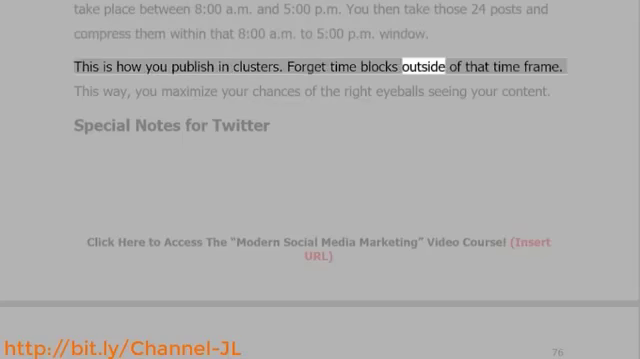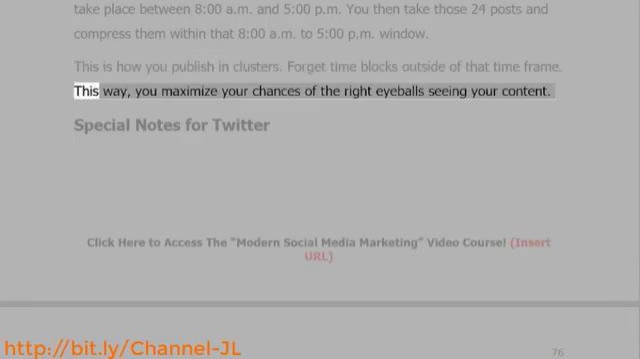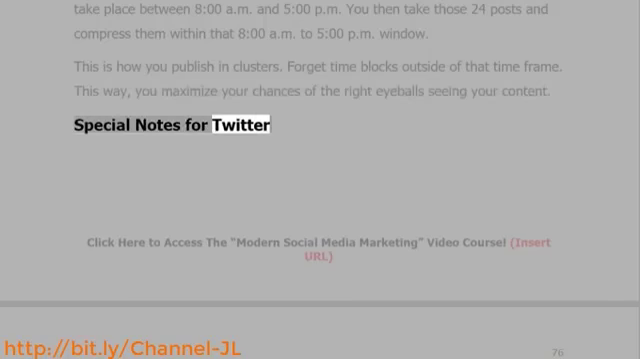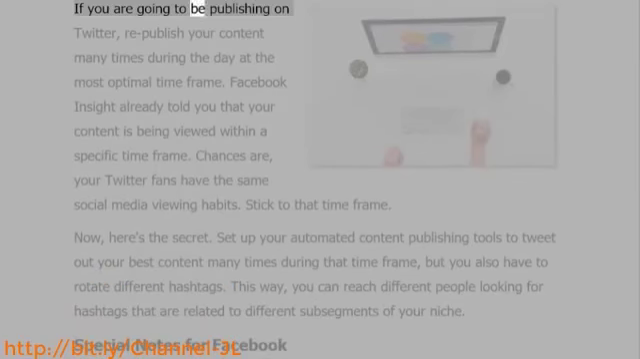Forget time blocks outside of that time frame. This way, you maximize your chances of the right eyeballs seeing your content. Special notes for Twitter. If you are going to be publishing on Twitter, republish your content many times during the day at the most optimal time frame. Facebook Insight already told you that your content is being viewed within a specific time frame. Chances are, your Twitter fans have the same social media viewing habits. Stick to that time frame.